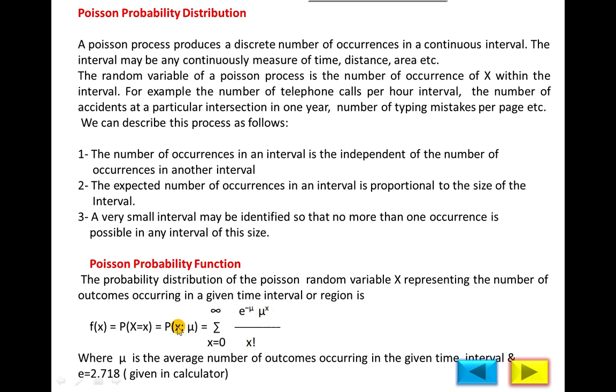The x is the value of the given condition, where mu is the average number of outcomes occurring in the given time interval, and e is the constant given in the calculator. Okay, this is the detail about the Poisson probability function.